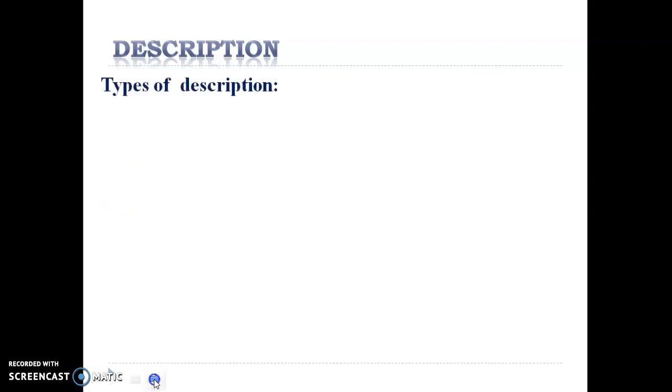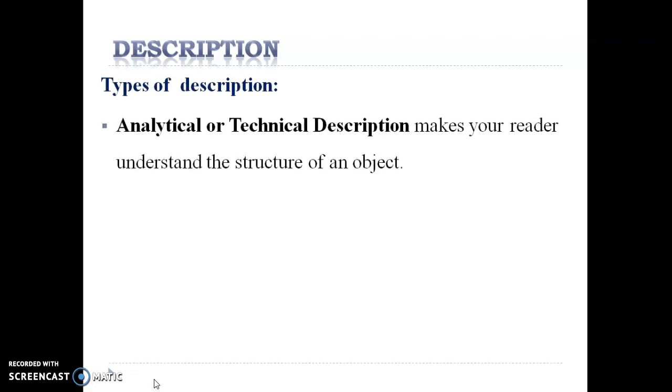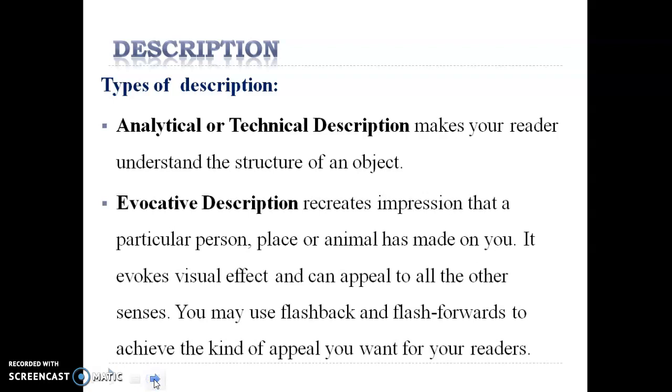The second type of description is an analytical or technical description, which makes your reader understand the structure of an object. Then, evocative description recreates the impression that a particular person, place, or animal has on you. It evokes visual effect and can appeal to all the other senses. You may use flashback or flash forwards to achieve the kind of appeal you want your readers to have.